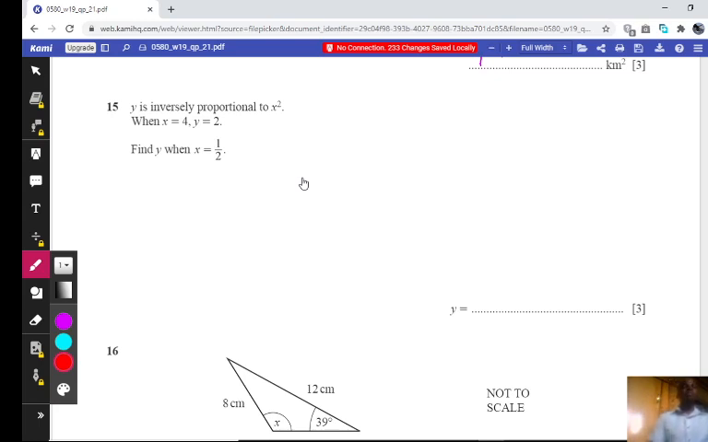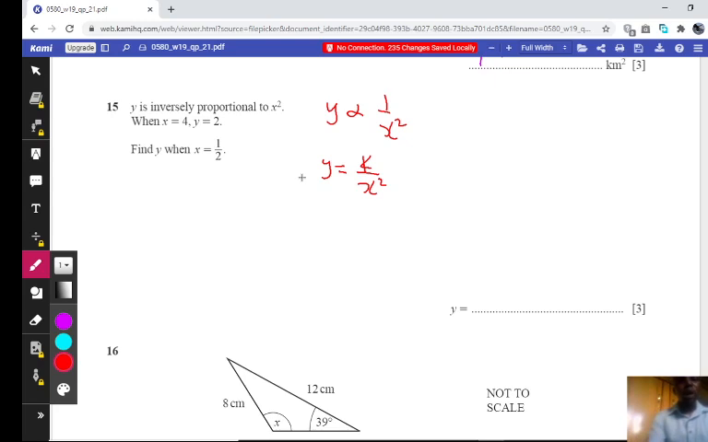What is the equation? First, you say y is inversely proportional to 1 over x squared. So inverse variation, you say 1 over. Second stage, you introduce an equal sign and a constant, k in this case, over x squared. Then after that, you find the value of the constant k. Because when x equals 4 and y equals 2, those values will always be given at random in variation. They are the values that will help you to find the value of the constant.